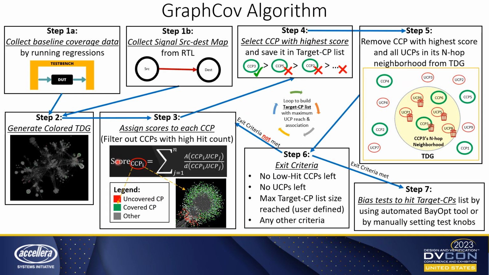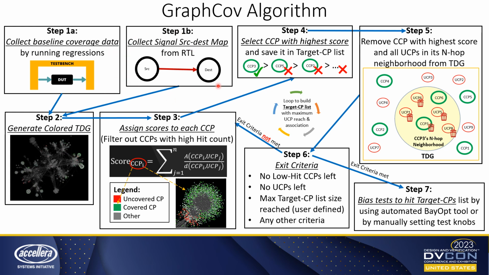Now that we have all the bits and pieces discussed, let's put everything together and see how the overall GraphCov algorithm works. The first step is to collect baseline coverage data by running regressions. We run tests on the GUT, collect the coverage data, merge the coverage data, and create the final end of project coverage report. This report contains information like which cover properties were hit and which were not hit, and what was the hit count for each of these cover properties.